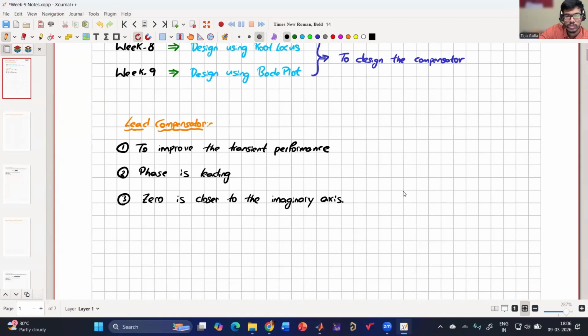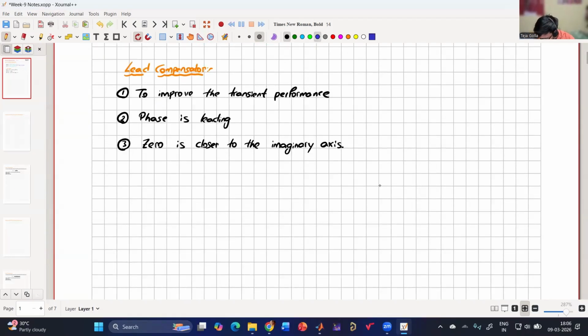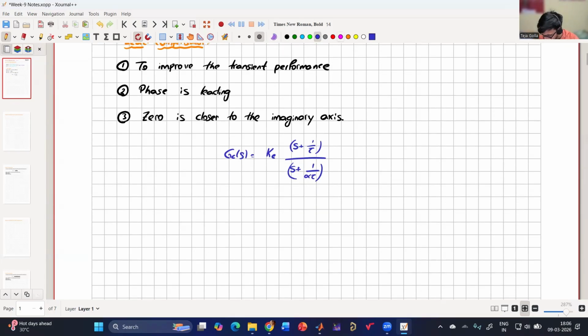Now, what will be the transfer function here? We can call Gc(s) as we discussed last week: Kc times (s plus 1/tau) divided by (s plus 1/(alpha tau)). Then we can do the same thing for the lag compensator.